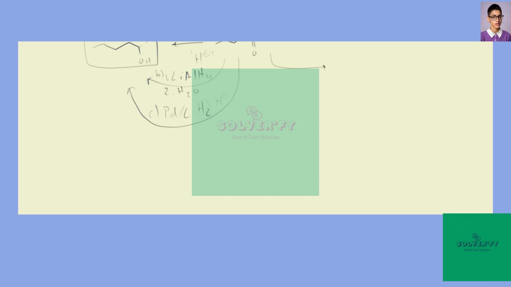Next, we have a much stronger oxidizing condition under this acidic condition. And in this case, we're definitely going to oxidize all the way up to the carboxylic acid. This was D, this was E.